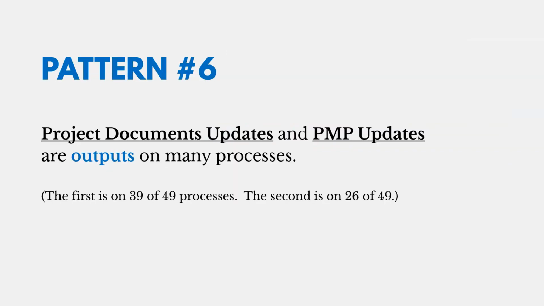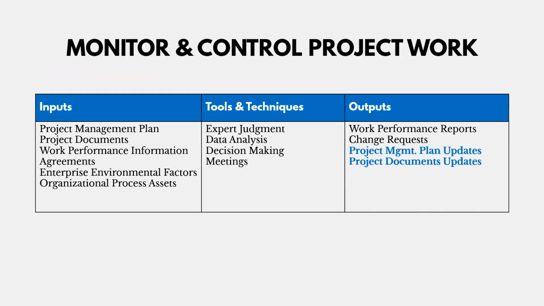Now for the sixth pattern, these are the common outputs: project document updates and PMP updates. The first is on 39 processes, the second on 26. Here's an example of that, the monitor and control project work. You're going to see both of those as outputs.